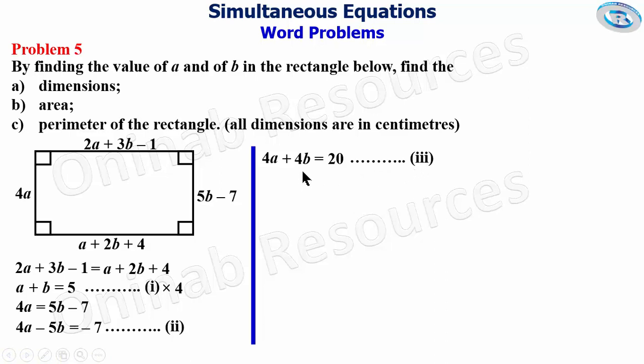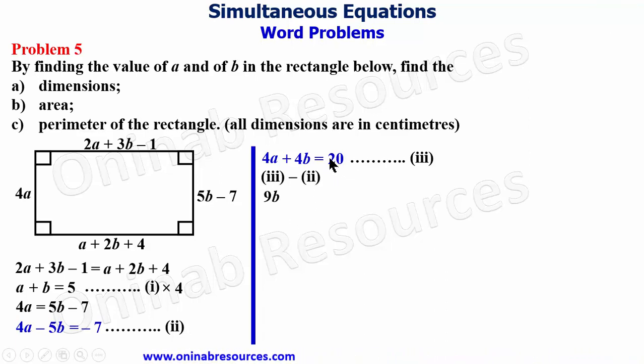Now we are concentrating on equations 2 and 3. So we have equation 2, this is equation 3. We are going to subtract because this is 4a, this is 4a. It is only subtraction that will eliminate a. So we write equation 3 minus 2. 4a minus 4a, a is gone. 4b minus negative 5b will give me plus 9b.